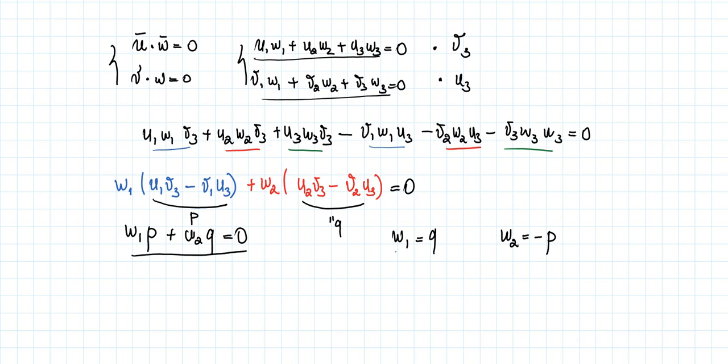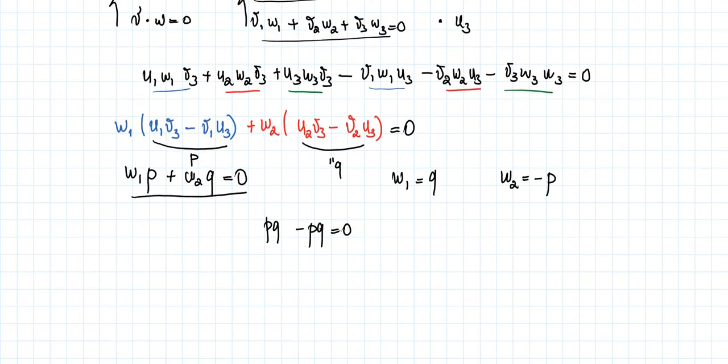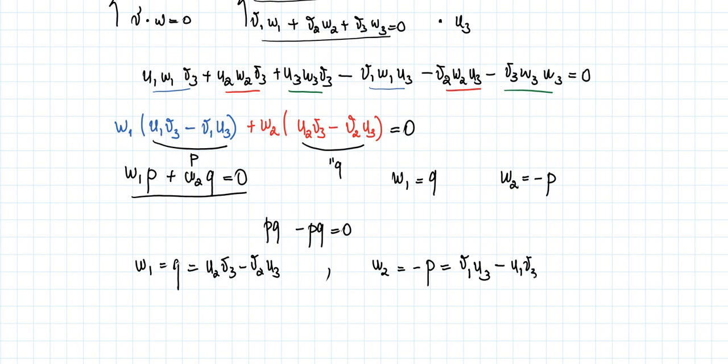So indeed, if you substitute omega 1 with q, it's going to be pq, right? And if you substitute omega t with minus p, it's going to be minus pq. This is equal to 0, right? So that is why I'm going to write down omega 1 as p, which is going to be equal to u1 v3 minus v1 u3. Omega t I'm going to denote as minus p. Sorry, it's going to be q, right? Omega t is minus p. It's going to be v1 u3 minus u1 v3, right?